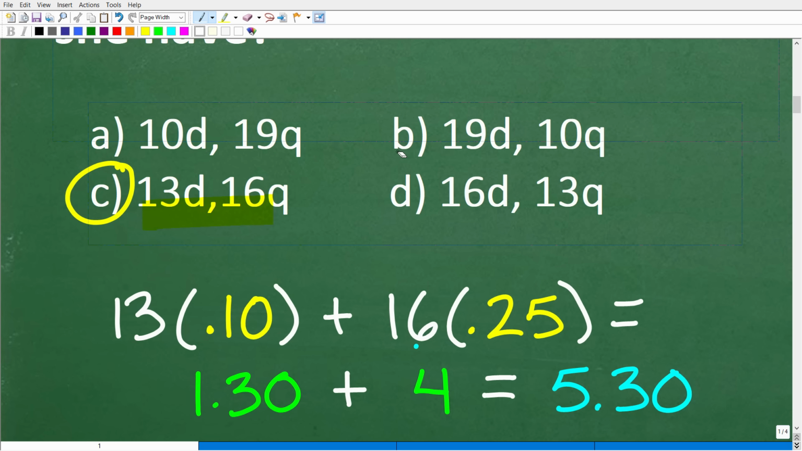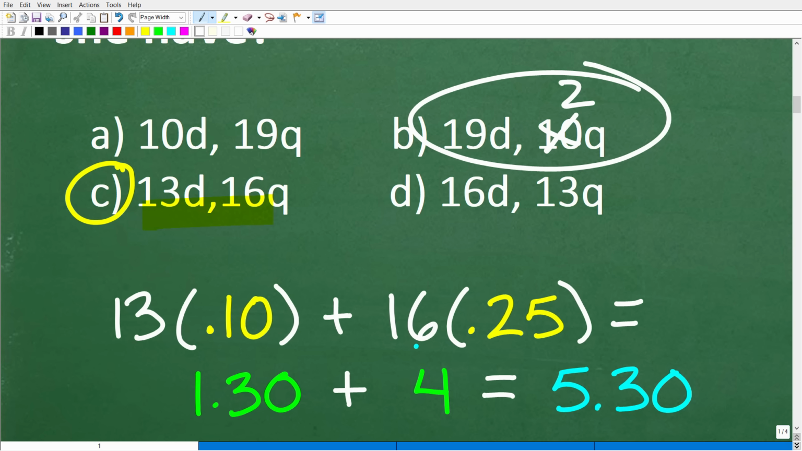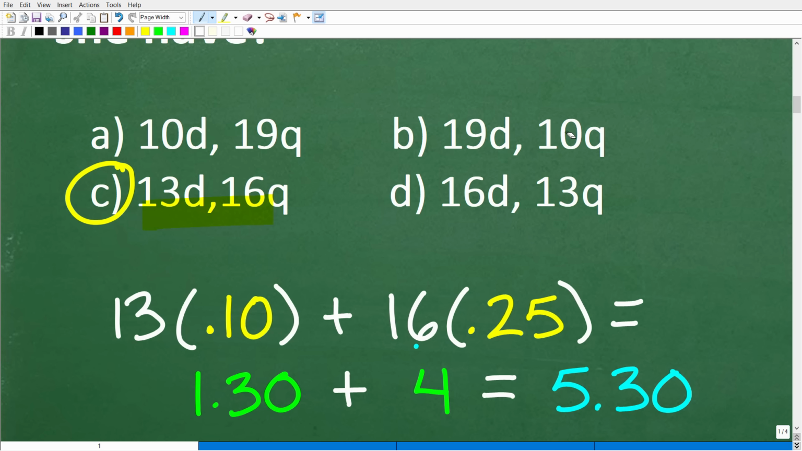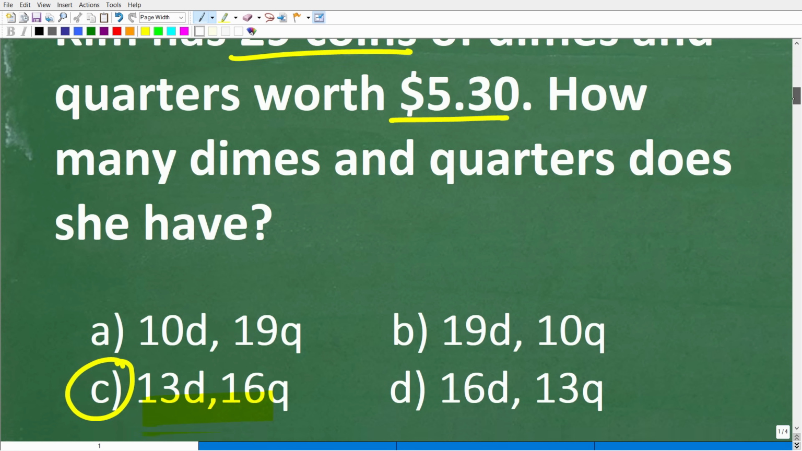In other words, if we had one choice here that was like 19 dimes and like 2 quarters, well, obviously this is not a total of 29. But sometimes in math questions, there are obvious wrong answers. So try to eliminate those. But in this particular case, if you didn't know how to solve this directly, what you could do is say, all right, which one of these options is worth a total value of $5.30?